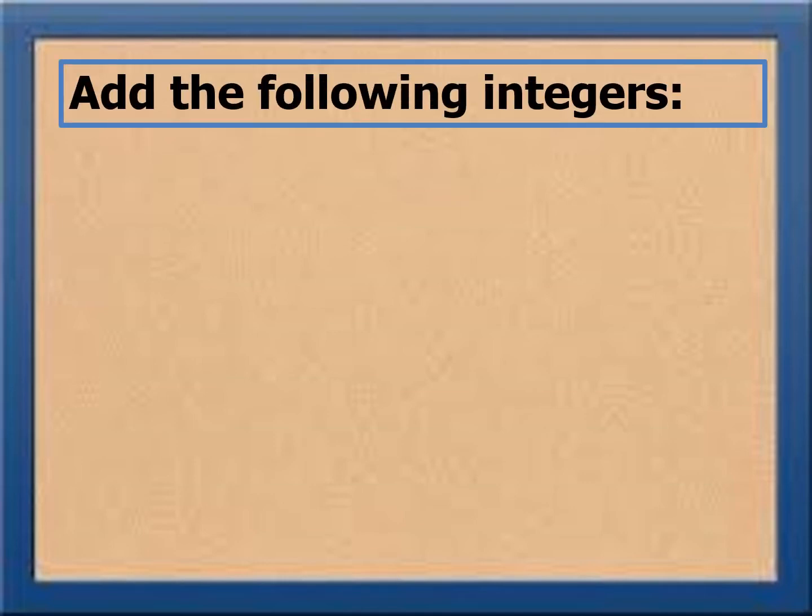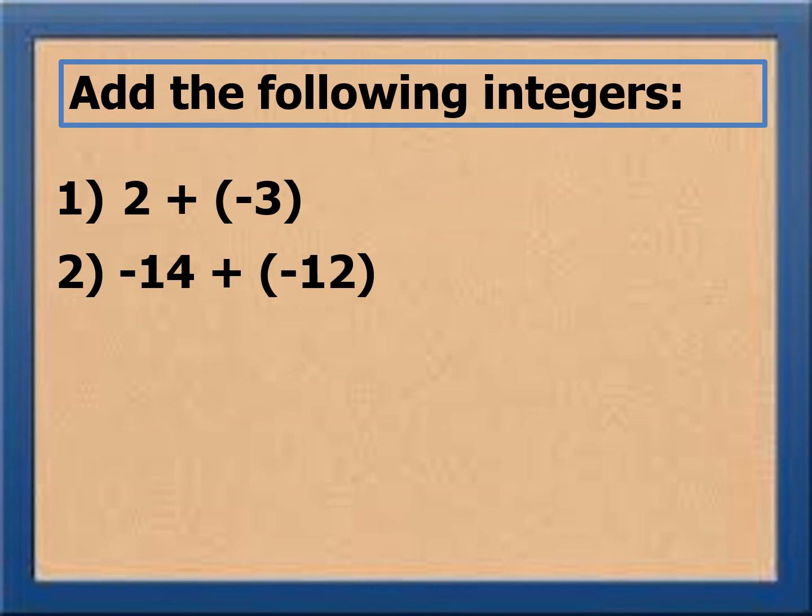So add the following integers. So remember our previous discussions about adding integers. So let's have the first one. So 2 plus negative 3. So we have two different signed numbers. Next, number 2, we have negative 14 plus negative 12.